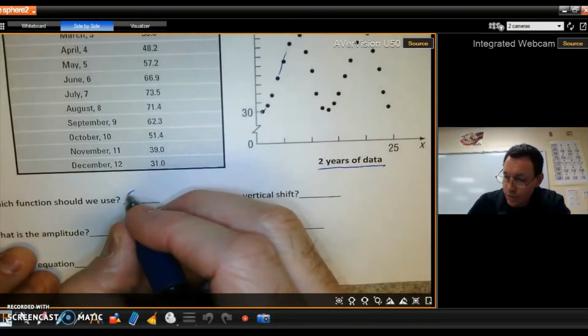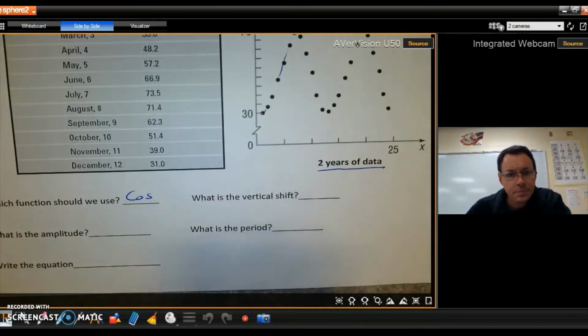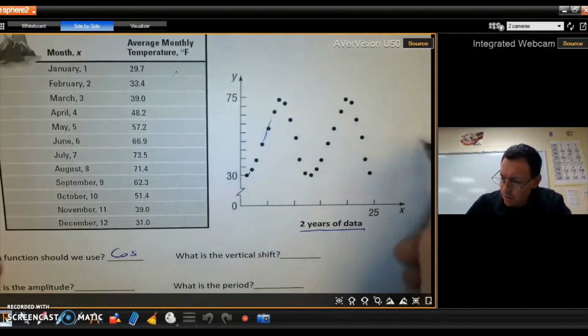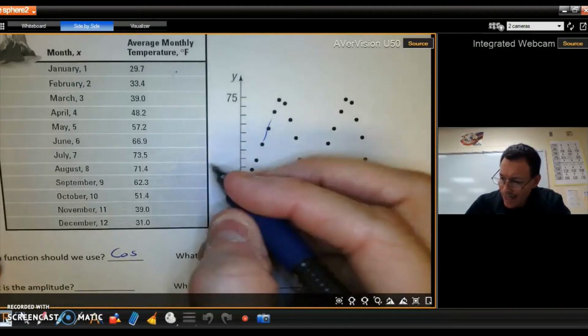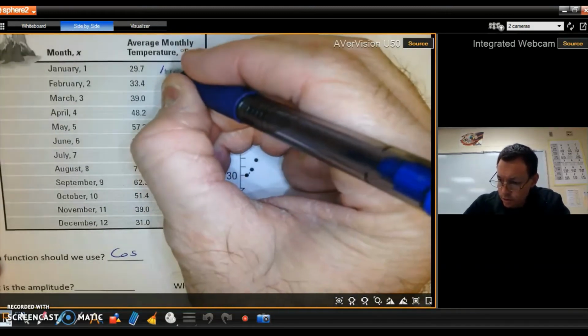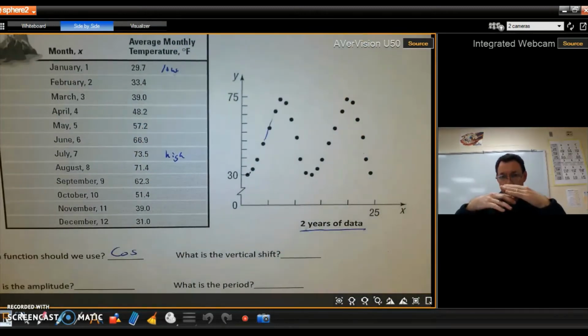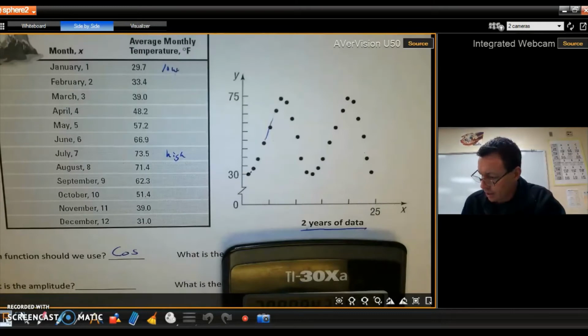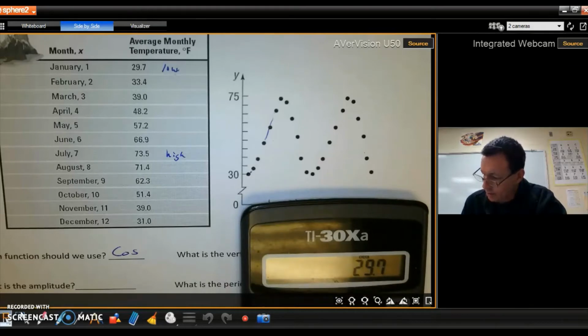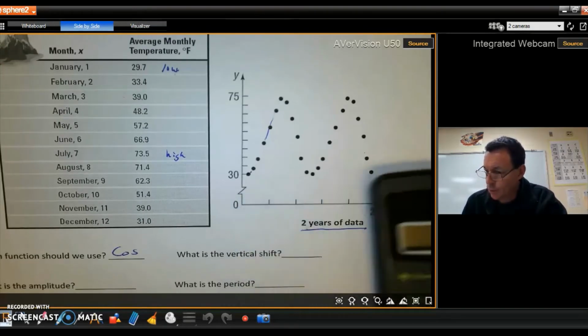So first off, this is a cosine graph. That's the first thing you want to know. Now, what's the vertical shift? The vertical shift, you need to know where the middle of the graph is. So for this one, let's take our high temperature and our low, and let's average them and see where the middle is. Okay, so I'm going to take 29.7, add 73.5, and then divide by 2, and I'm going to get 51.6.